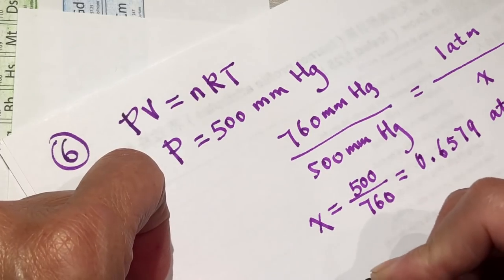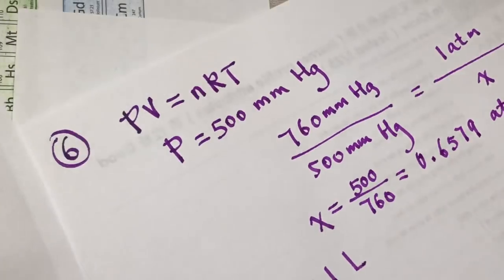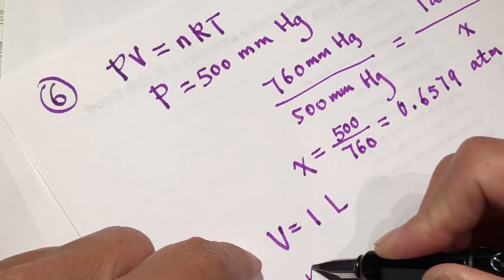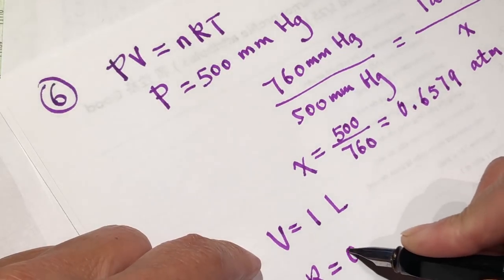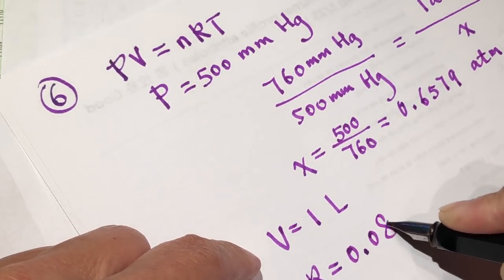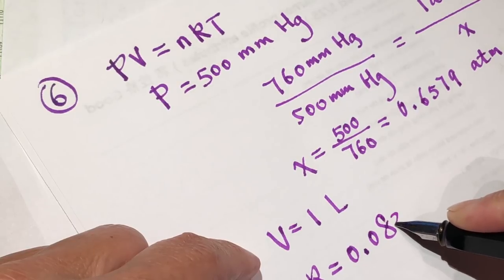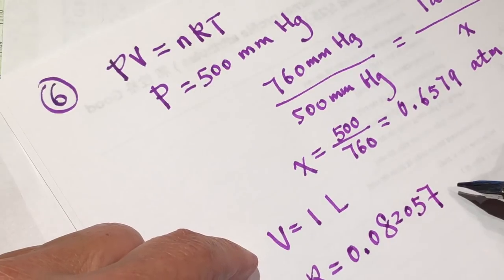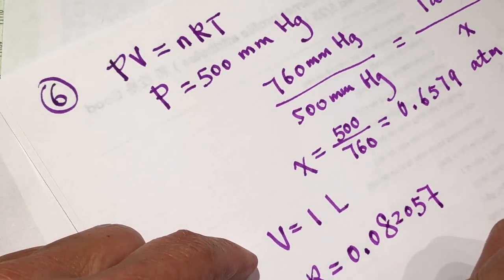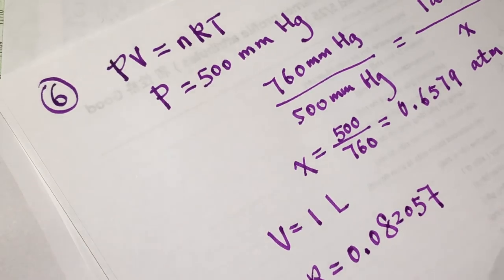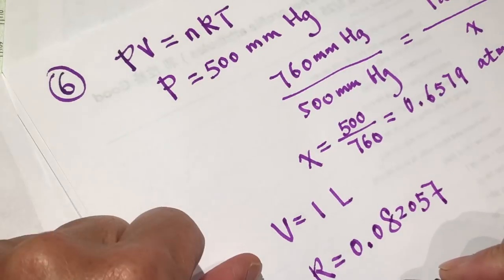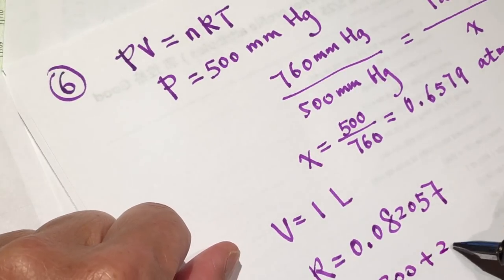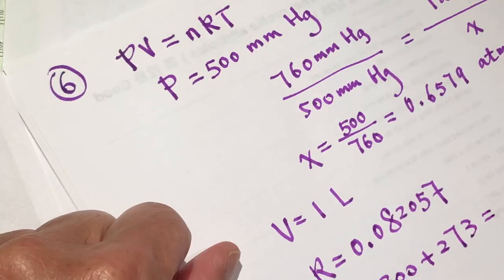V, the volume, is 1 liter, right? 1 liter. And R equal to 0.082057, and T equal to 300 Celsius, 300 + 273 equal to 573 K.